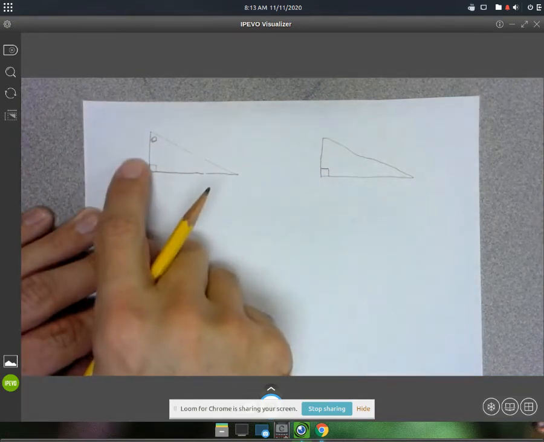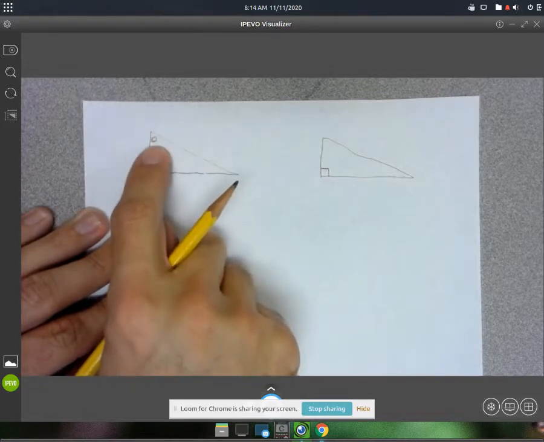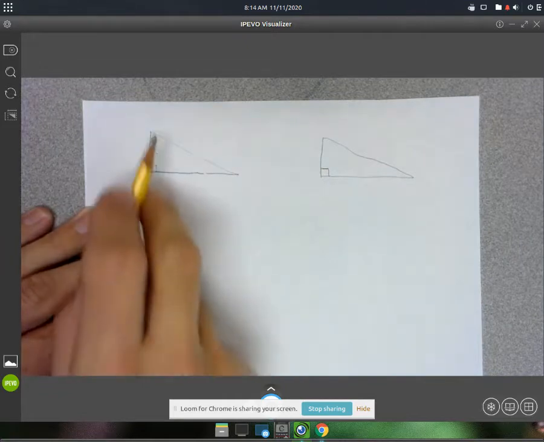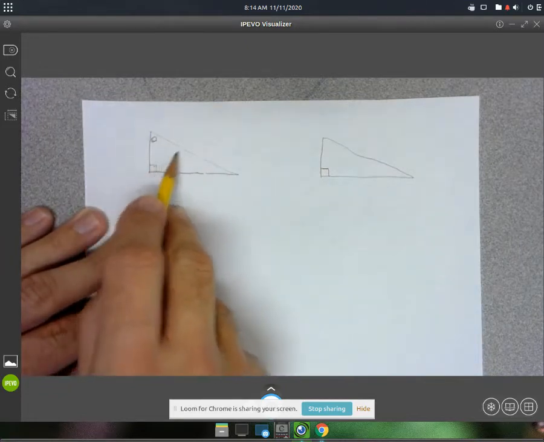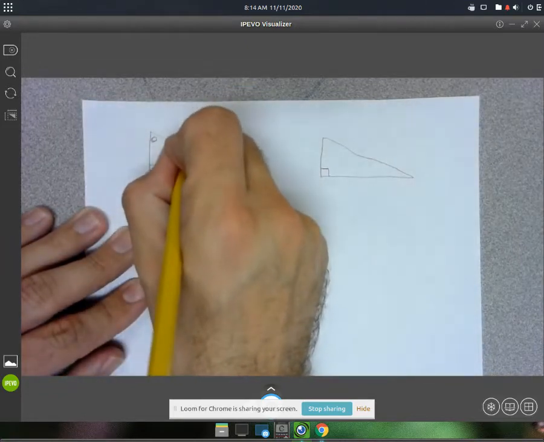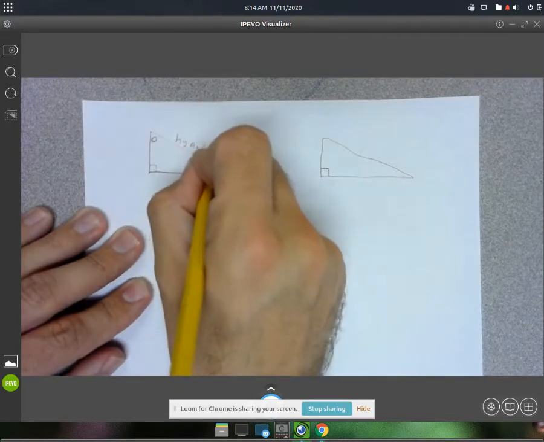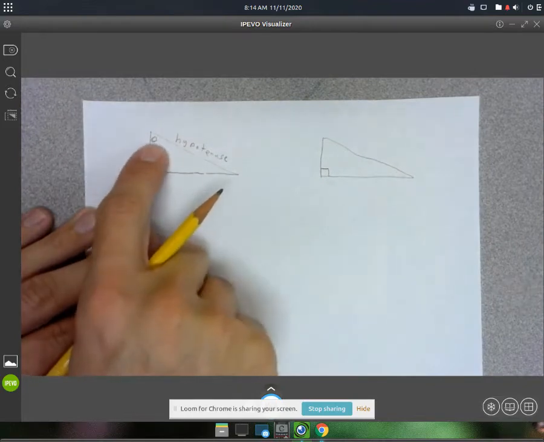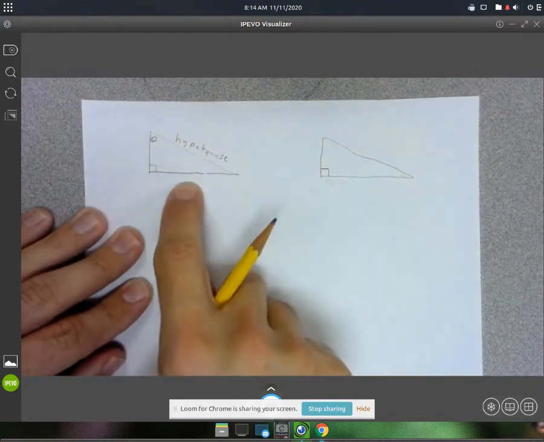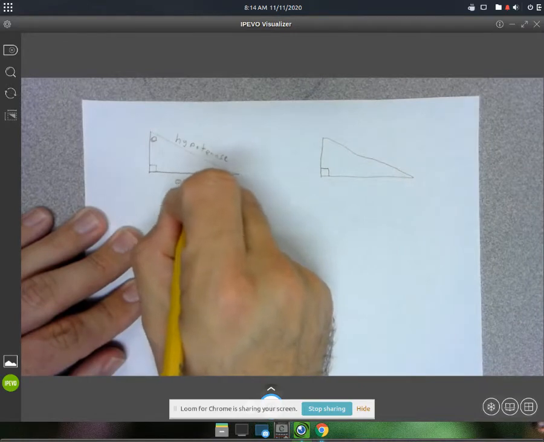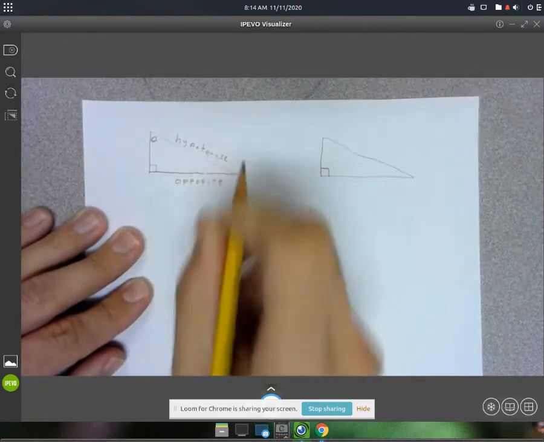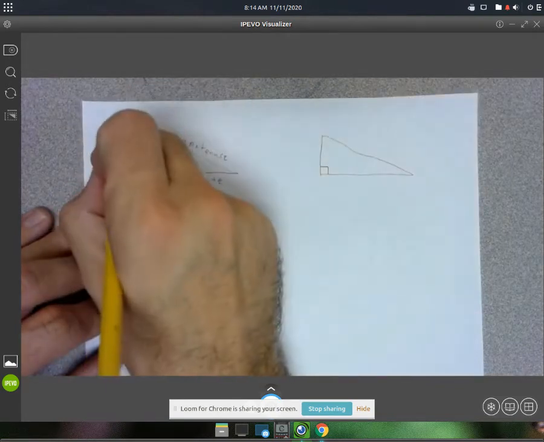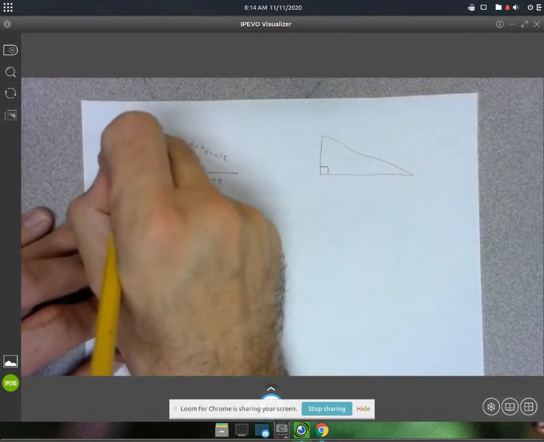So the way this works is from that angle, you have three sides of the right triangle. The longest side, the one across from the right angle, that's always your hypotenuse. And the way it works from here, the one straight across from it, we're going to call the opposite side. And this other side, we're going to call the adjacent side.